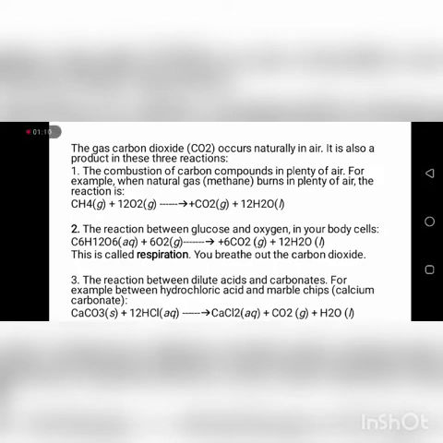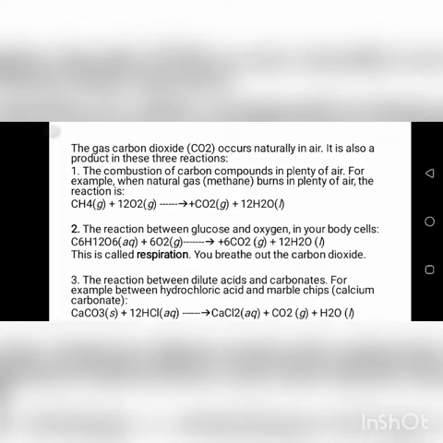Secondly, the reaction between glucose and oxygen. The glucose in the body, after digestion, is burned with oxygen in your body cells, and it also produces carbon 4 oxide. This type of reaction is called respiration. You breathe out the carbon dioxide. So we produce carbon 4 oxide during respiration.